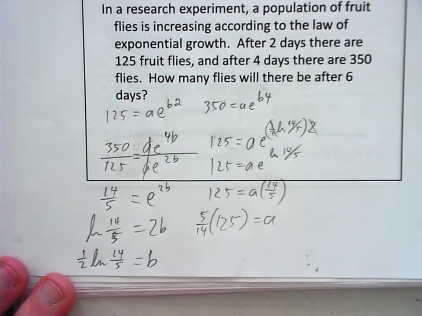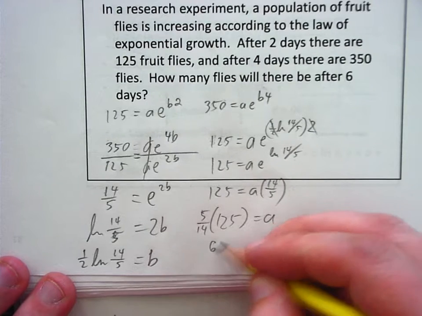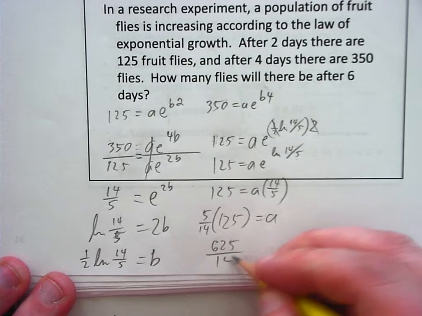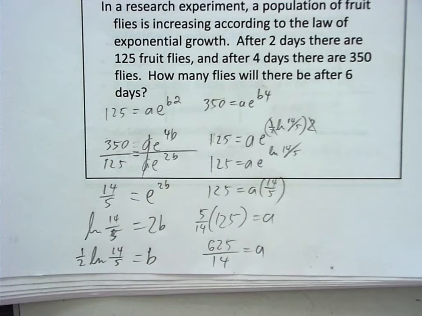And 5 times 125? Should know that one. 625. I'm going to leave it that way. That's 5 to the 4th over 2 times 7. Nothing's going to simplify. So I'm going to leave that as a.